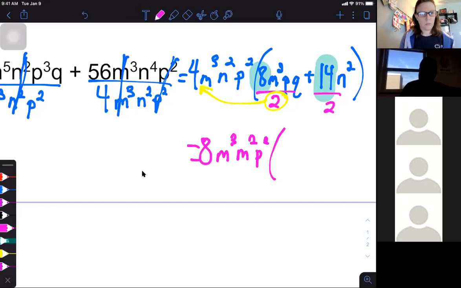And then 8 divided by 2 gives you 4. Your variables stay the same. And then what's 14 divided by 2? 7. Yeah.